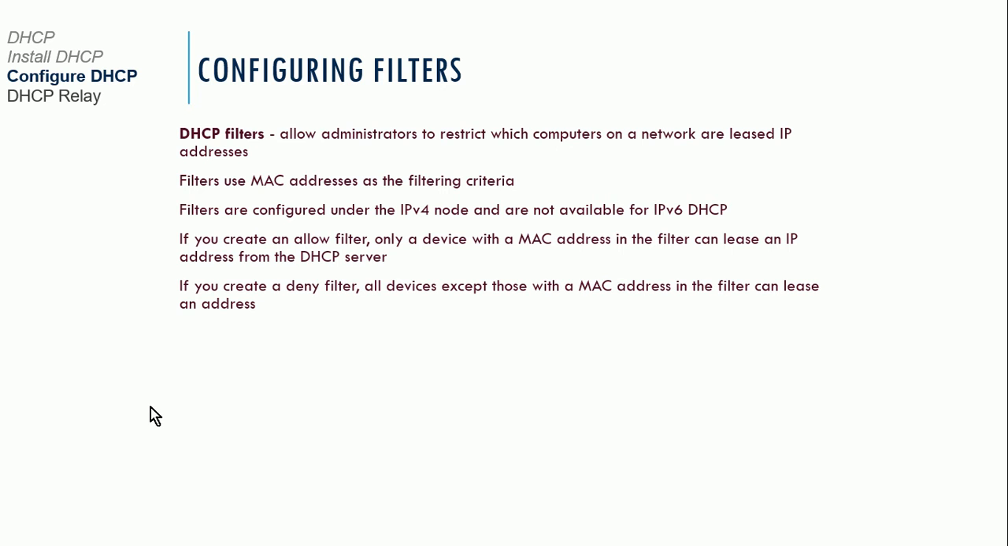A whitelist means these are the only people that are allowed to use DHCP, and a blacklist means these are the people that can't use it, but everybody else can. Obviously, using a blacklist is a little bit easier from an administrative perspective, but it's not quite as secure.